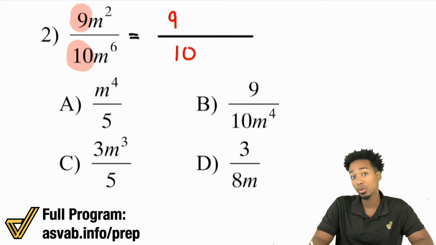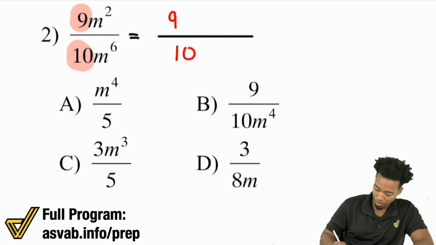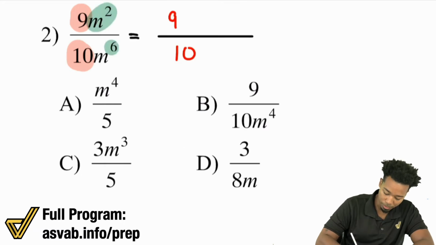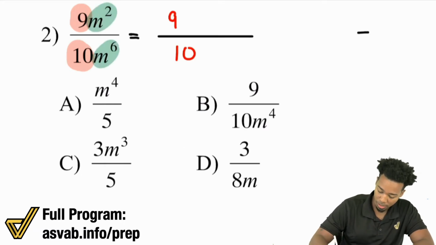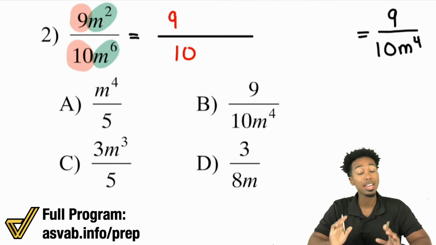Now, what happens with those M's? Well, here's what happens, my party people. Let me show you what the answer is going to be. The answer is going to be 9 over 10 M to the power 4. That's what the answer is going to be.